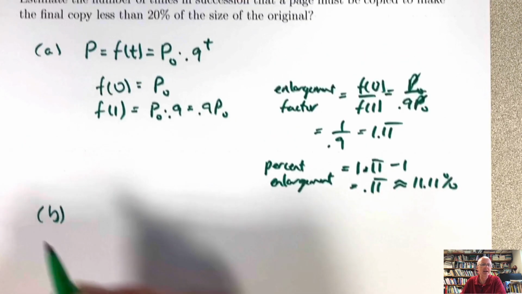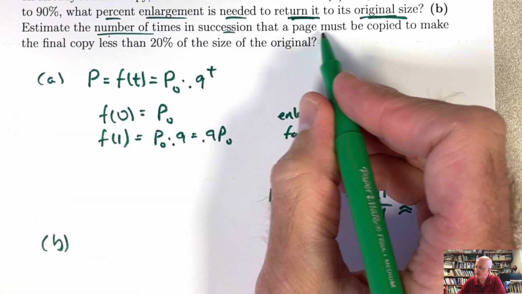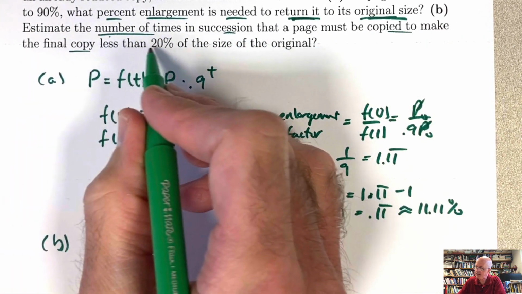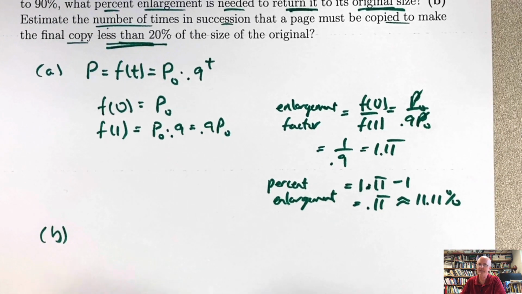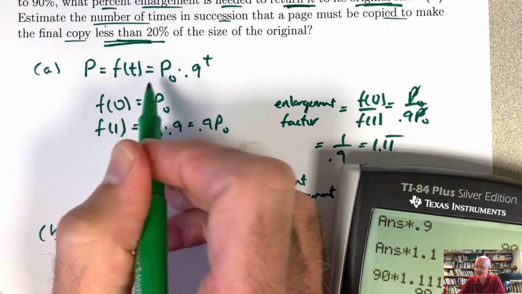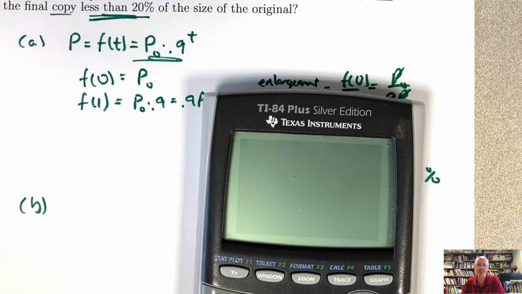Part B. Estimate the number of times in succession the page must be copied to make the final copy less than 20% of the size of the original. Okay? Could solve this graphically. Could graph this function if I pick a particular value for p0 and see when it's back down to 20% of what it started with. Let's solve it in a non-graphical way. Let's just solve it by effectively iteration.